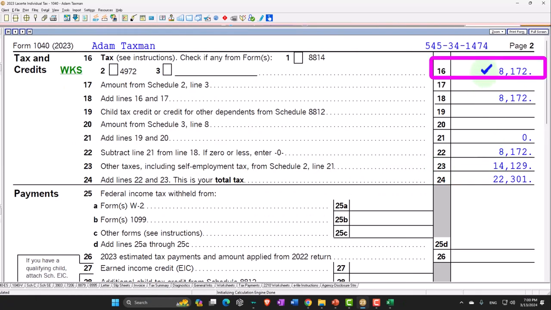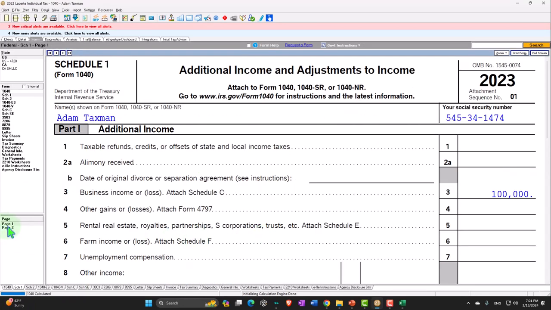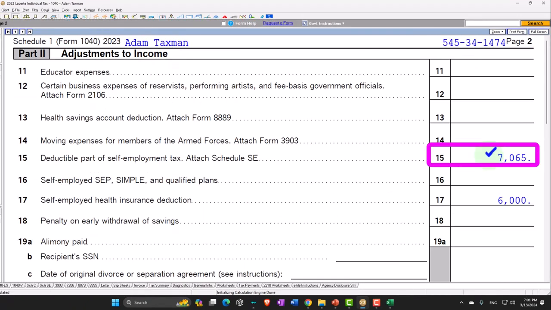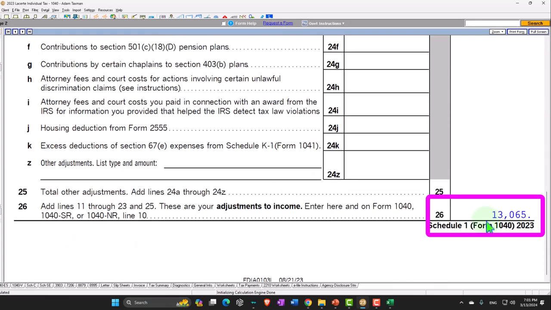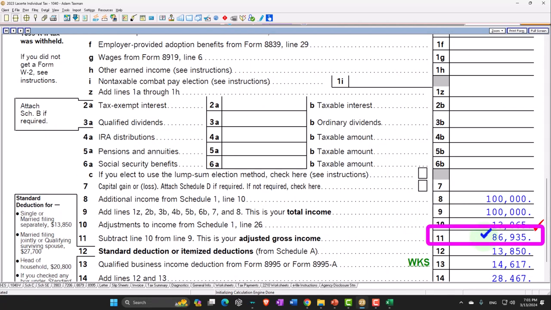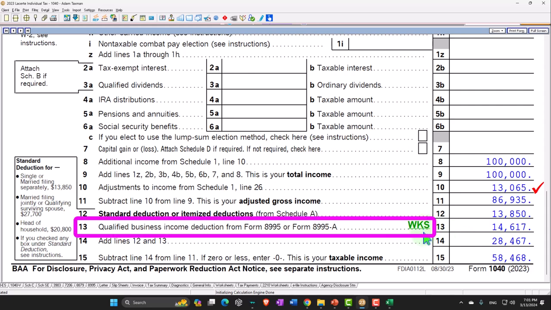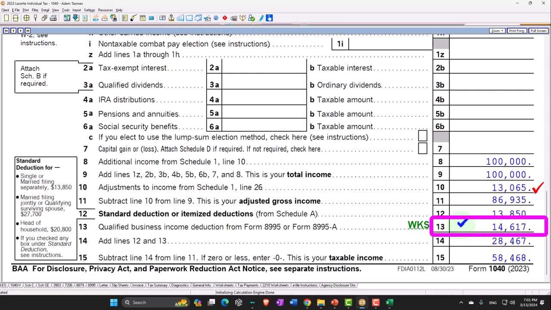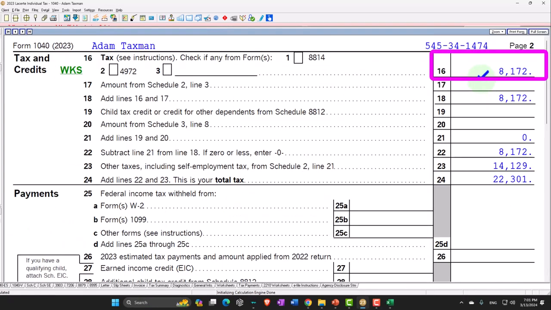So we have the income tax and this 14,129, and we get half of that as a deduction, which is on the Schedule 1, page 2. So that's where this number came into play, 7,065. And then here's our 6,000. Adding those two up, that gets us to the 13,065, which is going into the Form 1040. So there's our adjustment. And then we have the adjusted gross income. And then we have the standard deduction, which was the same. And then you've got this qualified business income deduction, Form 8995, which I don't want to dive into in detail here. And that's going to give you the 58,468, page number 2, calculating the tax, not only the federal income tax, but also the Social Security tax.